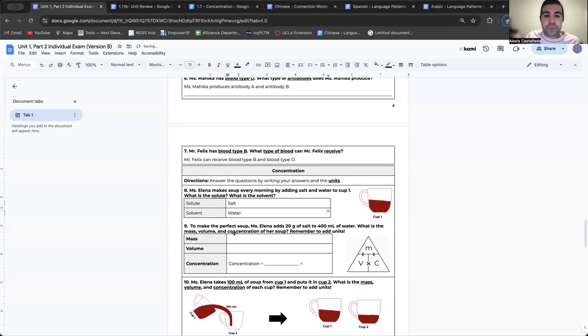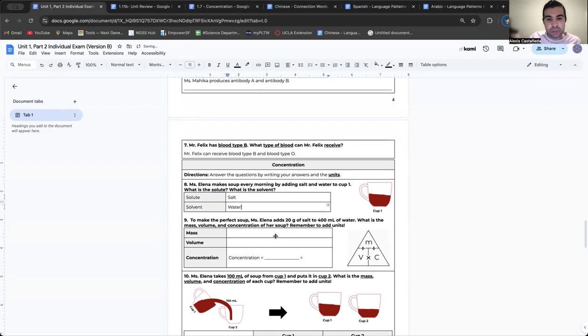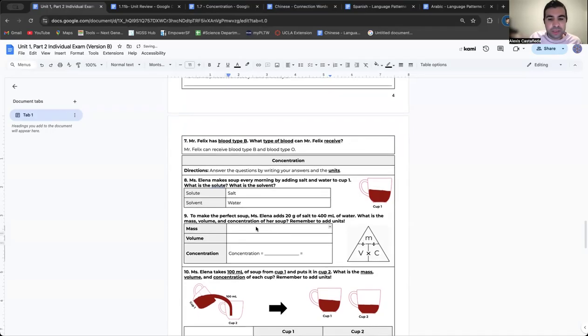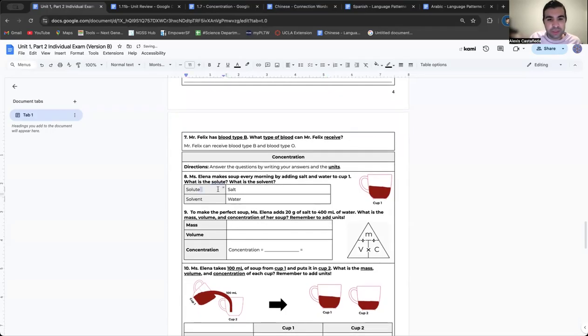All right. To make the perfect soup, Miss Elena adds 20 grams of salt and 400 milliliters of water. What is the mass, volume, and concentration of her soup? Remember to add the units. So the mass is the amount of salt, the amount of solute. So there's 20 grams. So I'm going to write here 20 grams. The volume is the water. So how much water do we have? We have 400 milliliters. So I'm going to write 400 milliliters.